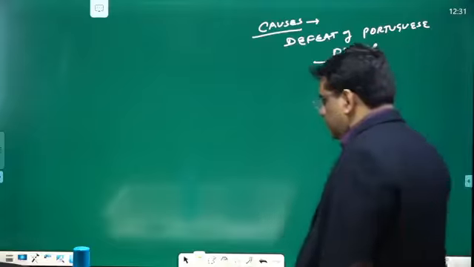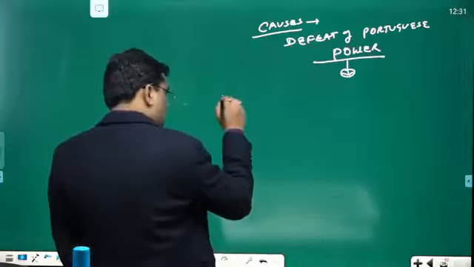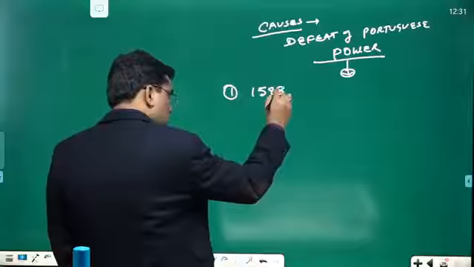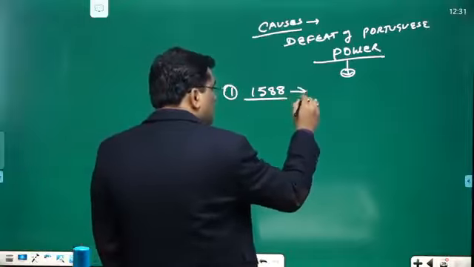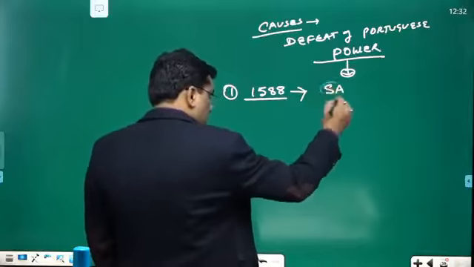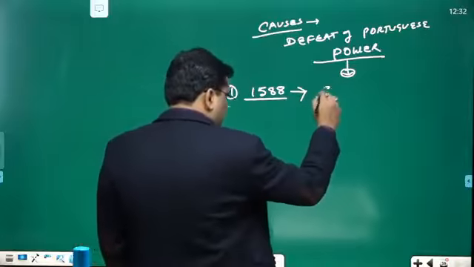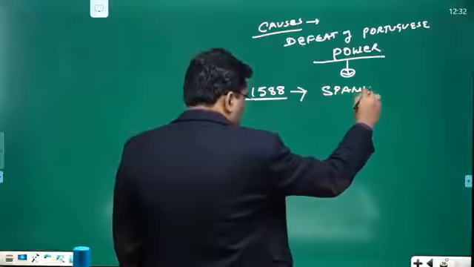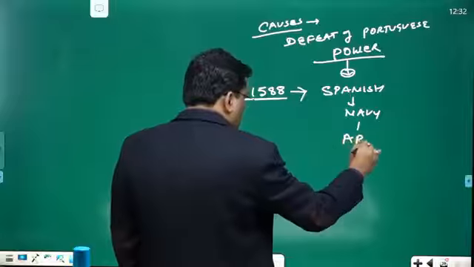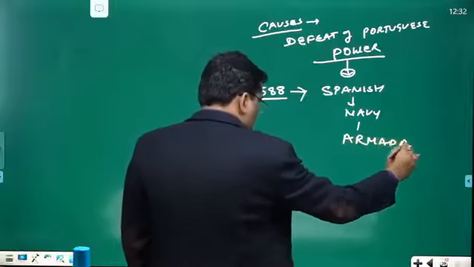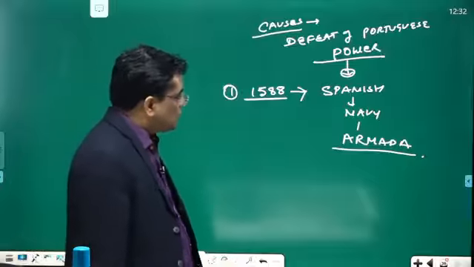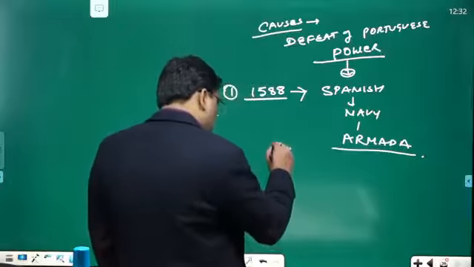The first reason for the defeat is that in 1588 the Spanish naval fleet, the Armada, was defeated by England. This is something like you can't go anywhere around if there is the Armada.